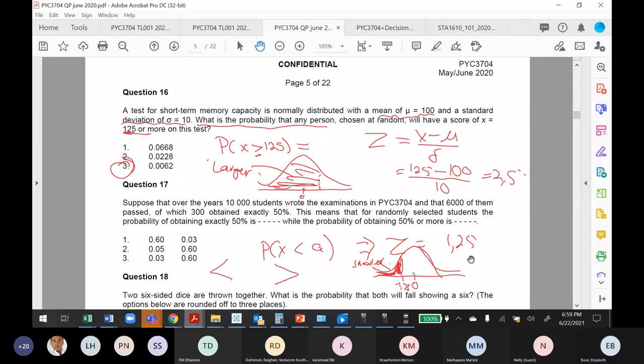Okay, the other one, I think it's just general. You just need to know how to calculate some of the probabilities here using the information that you are provided. The first one: suppose over 10,000 students wrote exams in psych and 6,000 of them passed. What is the percentage of those who passed? Of which 300 obtained exactly 50%. This means that for randomly selected students, the probability of obtaining at least 50 is, then you need to know what will be the 50% of those who passed, while the probability of obtaining more than 50% will be.